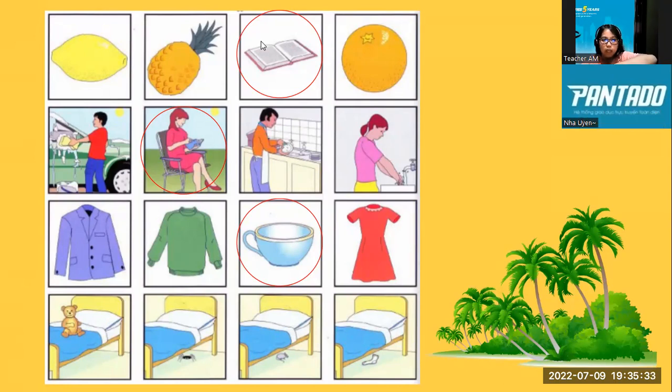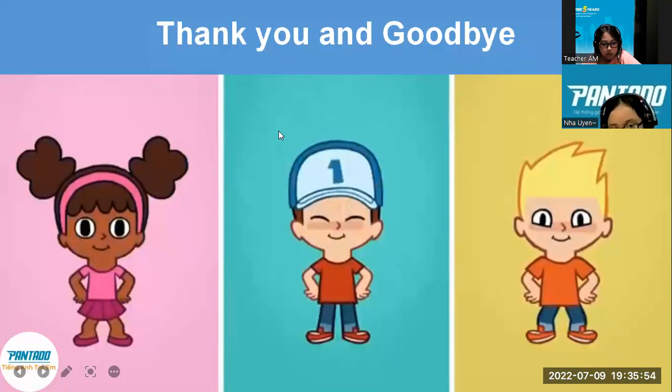under the bed. Okay. Picture number one is different because the teddy bear is on the bed, while in pictures two, three, and four, the spider, rat, and socks are under the bed. Okay, very good. Wow. So we're done, Uyen.